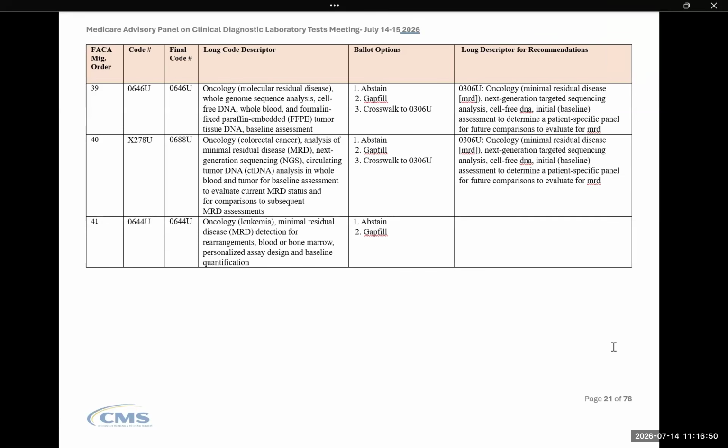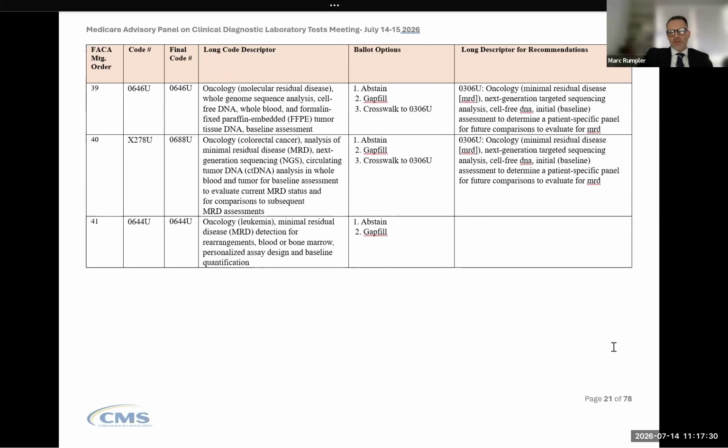Fantastic. Thank you. Do we have any other questions, comments about this code from either the panelists or from CMS? All right, if not, panelists, please vote. Thank you. All right, one more MRD test. We have X278U with the final code of 0688U, and Mark will be taking this one as well.